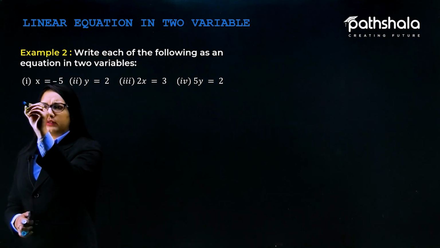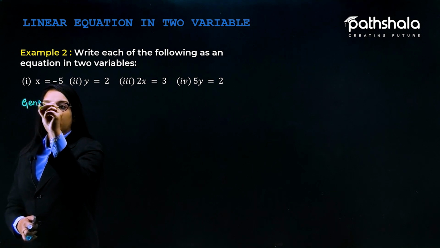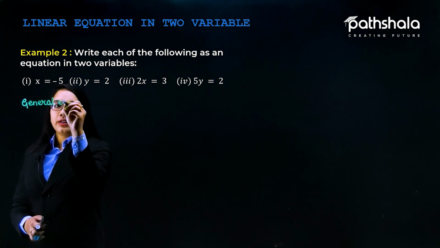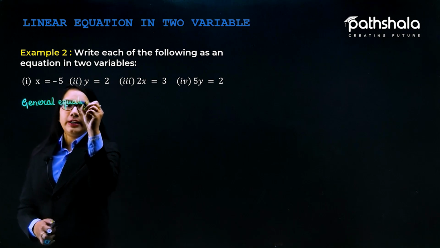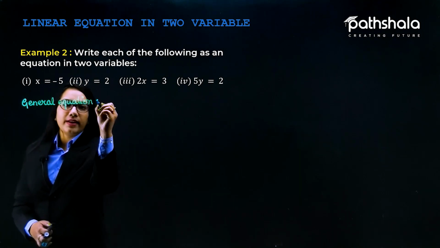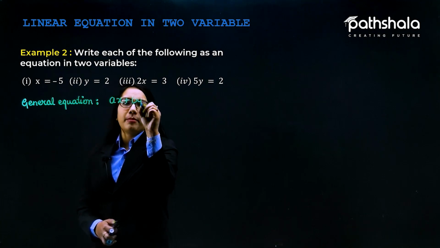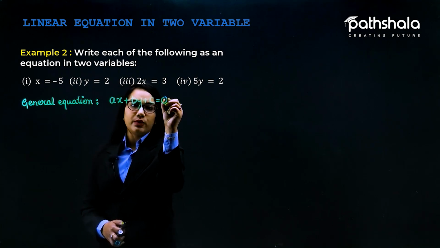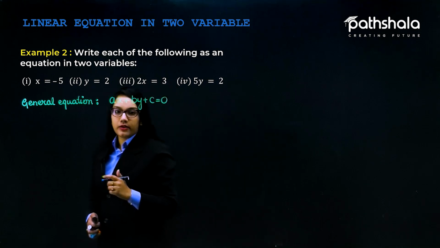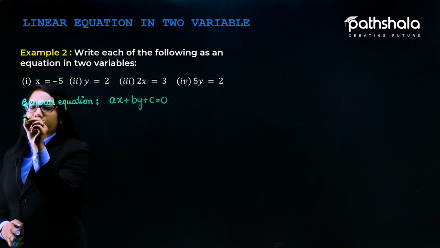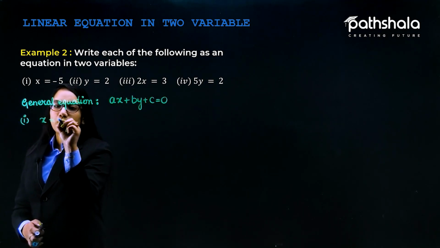First of all, let us suppose I am writing the general equation for all. The general equation of a linear equation in two variables is ax plus by plus c is equal to 0. This is the general equation. Now let's start with the very first part. First of all, we have x is equal to minus 5.